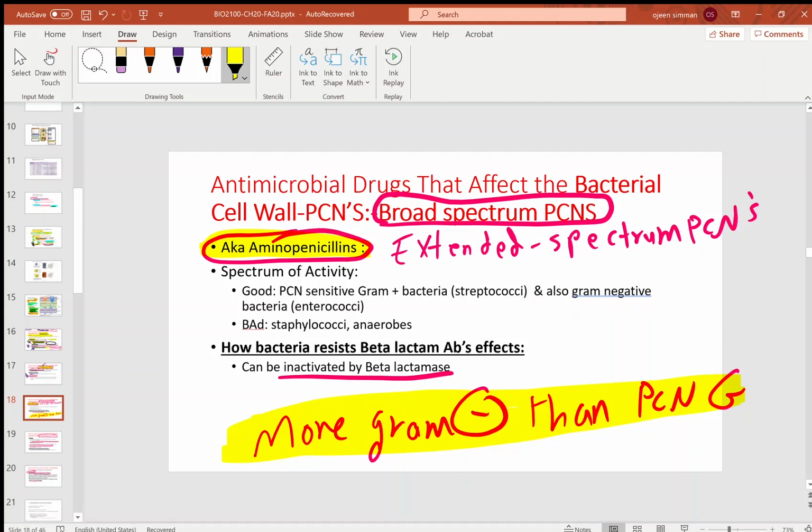How can bacteria develop resistance against them? Because bacteria can develop beta-lactamase enzyme.